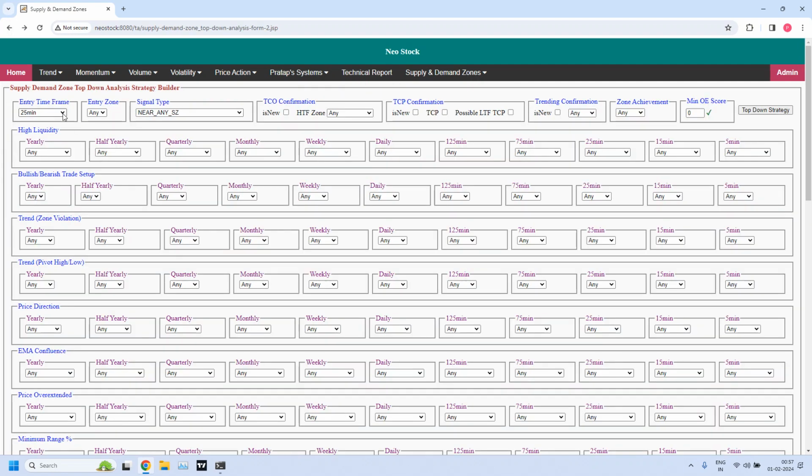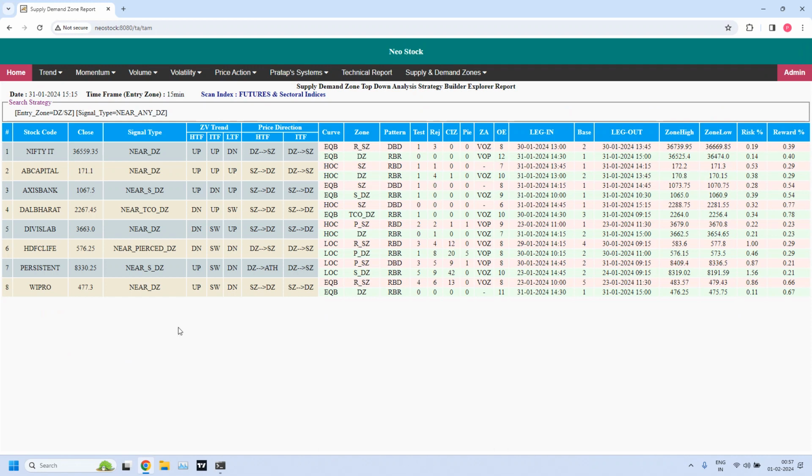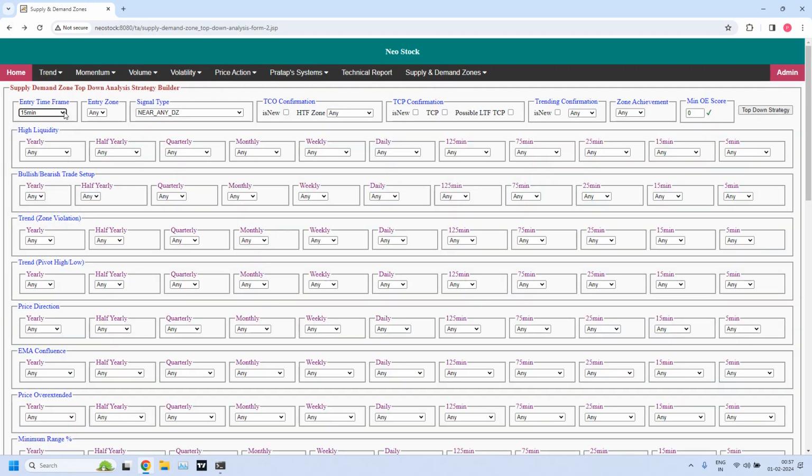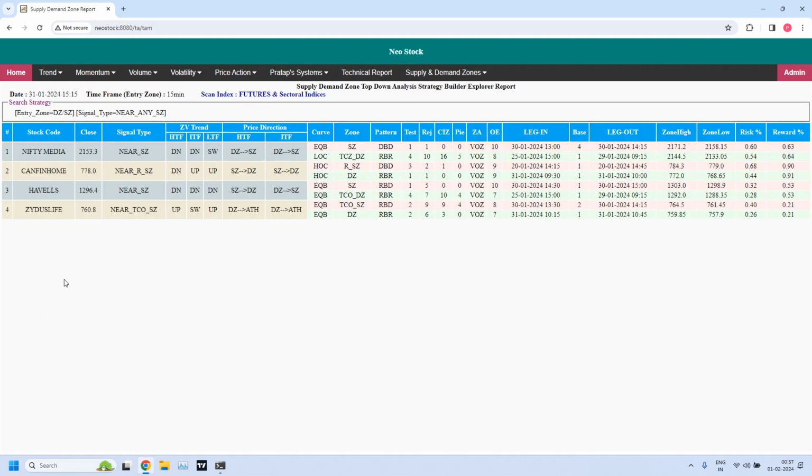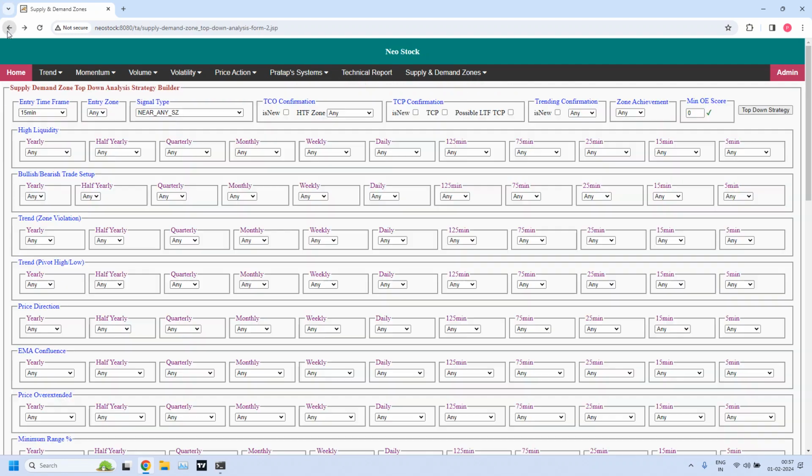Let me go back. Let me change the time frame to 15 minutes. Let us find the stocks near 15 minutes demand zone. So 8 stocks are filtered, which is near to the 15 minutes demand zone. So let me go back. For 15 minutes time frame, let us find the stocks near 15 minutes supply zone. So 4 stocks are filtered. So let me go back.